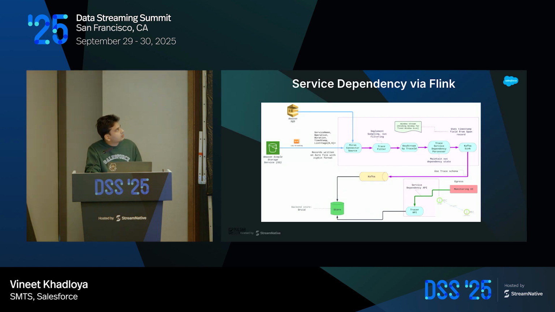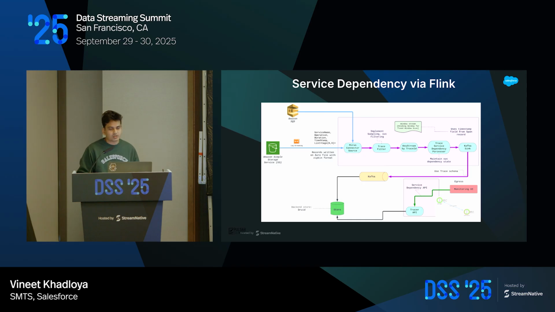With all that said, here's a high-level view of our Flink pipeline, which makes service dependency possible. We start from the top left. We have an Amazon SQS source connector, and this consumes SNS events. These events are generated when the data is written to a global S3 bucket from our Kafka partitions.